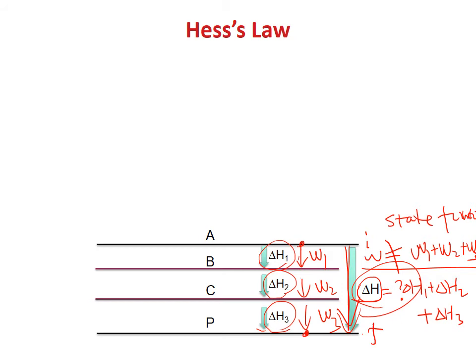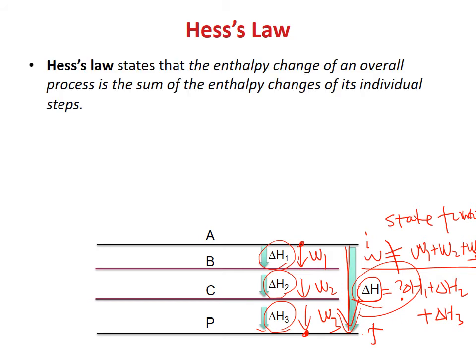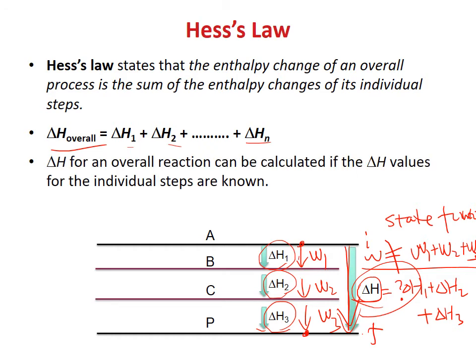So this leads to a very useful law called Hess's law. Hess's law says that the enthalpy change of an overall process is the sum of the enthalpy changes of its individual steps. Mathematically, the enthalpy change for the overall reaction is the sum of the individual enthalpies added together. So the enthalpy for an overall reaction can be calculated if the enthalpy changes for the individual steps are known.